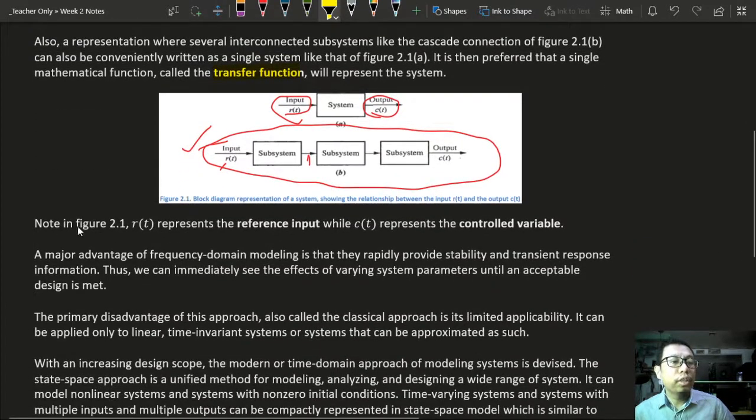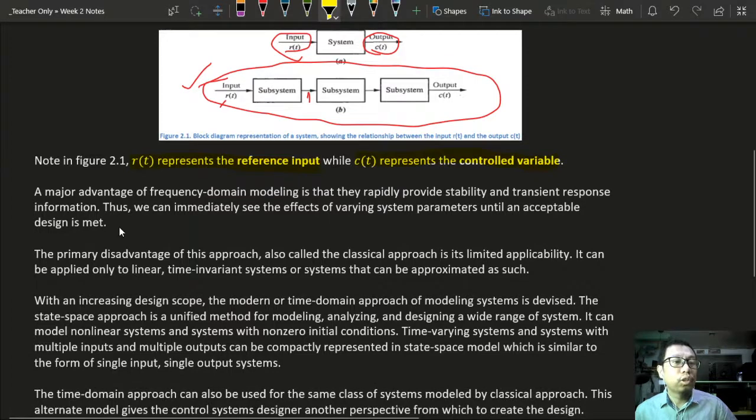So note that in figure 2.1, R of t represents the reference input, while C of t represents the control variable. So basically, yung control variable nyo, yun yung output. Tapos yung reference input nyo, yun yung input.